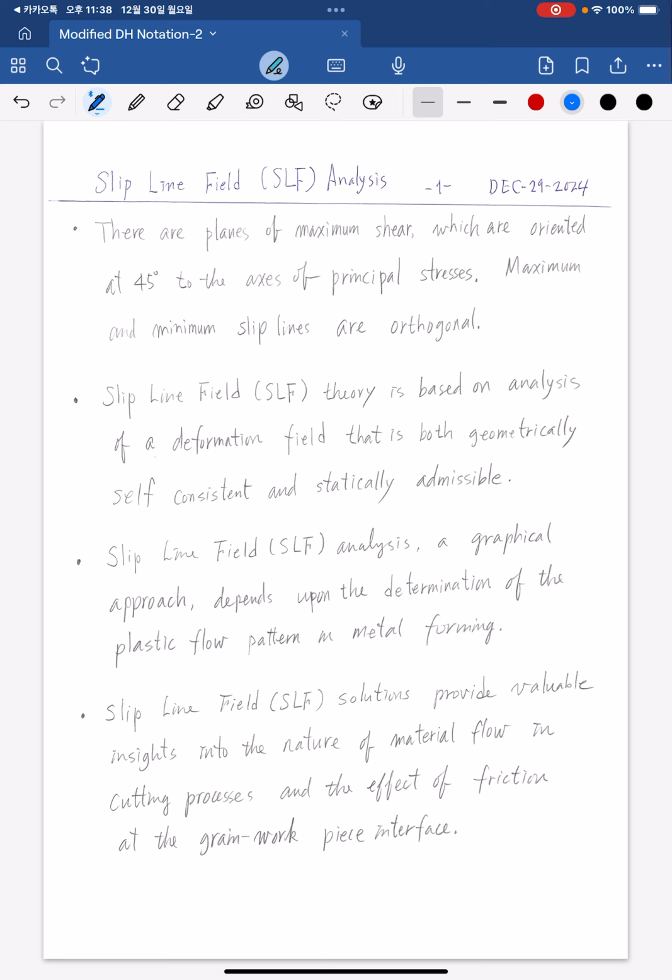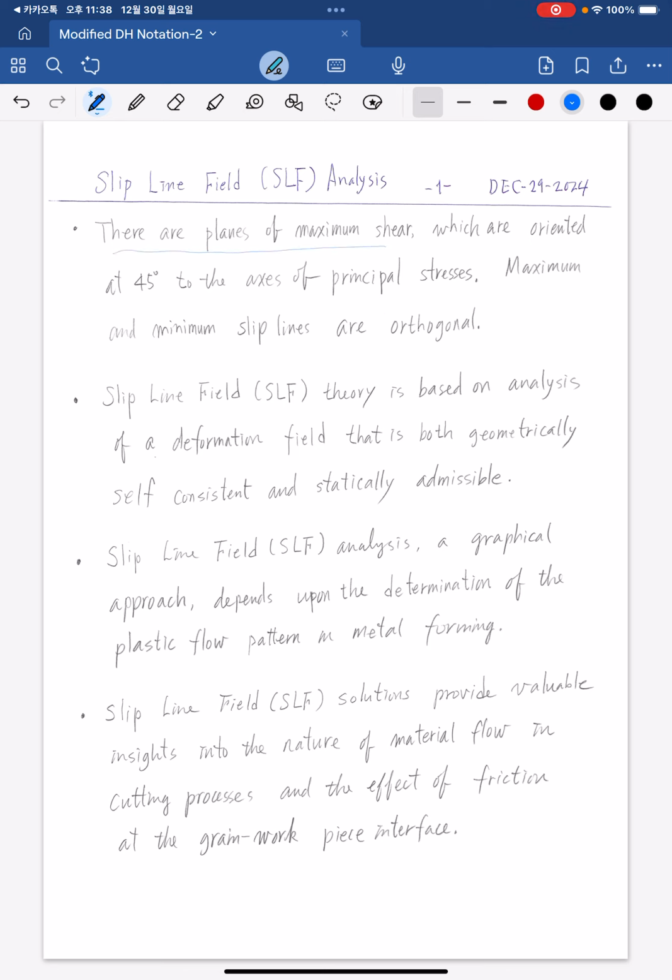이제 이번 동영상은 Slip Line Field Analysis, 일명 SLF에 대한 강의를 시작하도록 하겠습니다. 이것은 특히 절삭 가공에 많이 원용되는 이론이 되겠습니다.